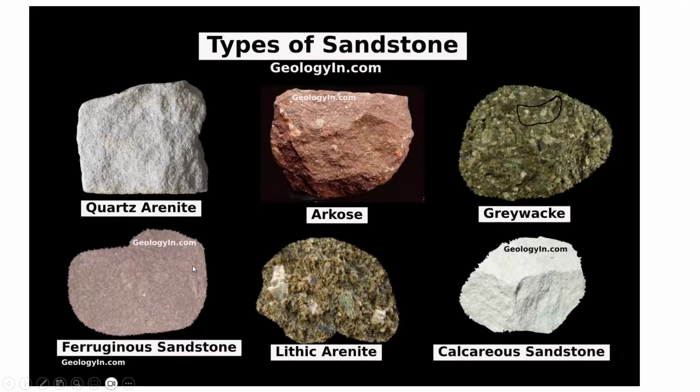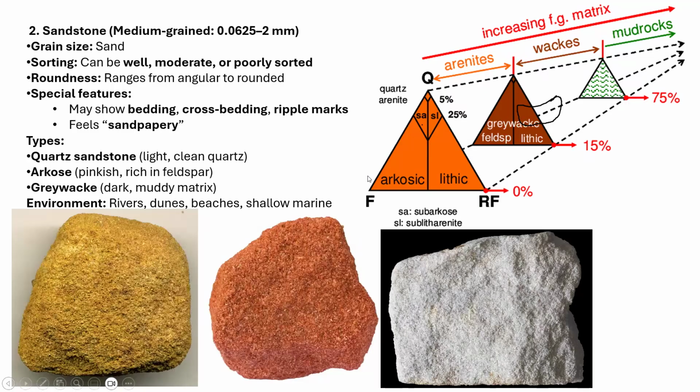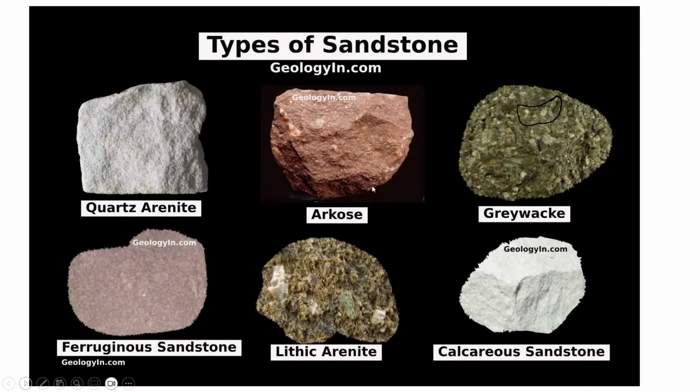So these are the types of sandstones: quartz arenite, having a high amount of quartz. We've got arkose. Can you see here? Arkose has a lot of feldspar. Lithic sandstone will be having lithic materials. And then greywacke, it means it's unsorted.